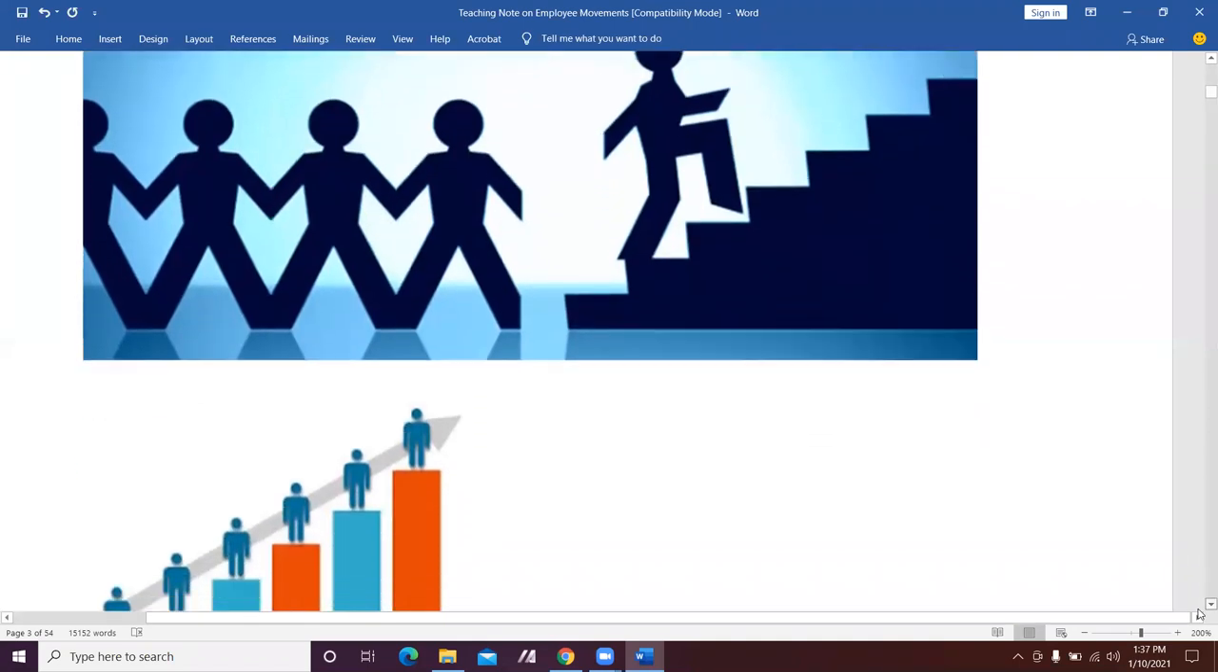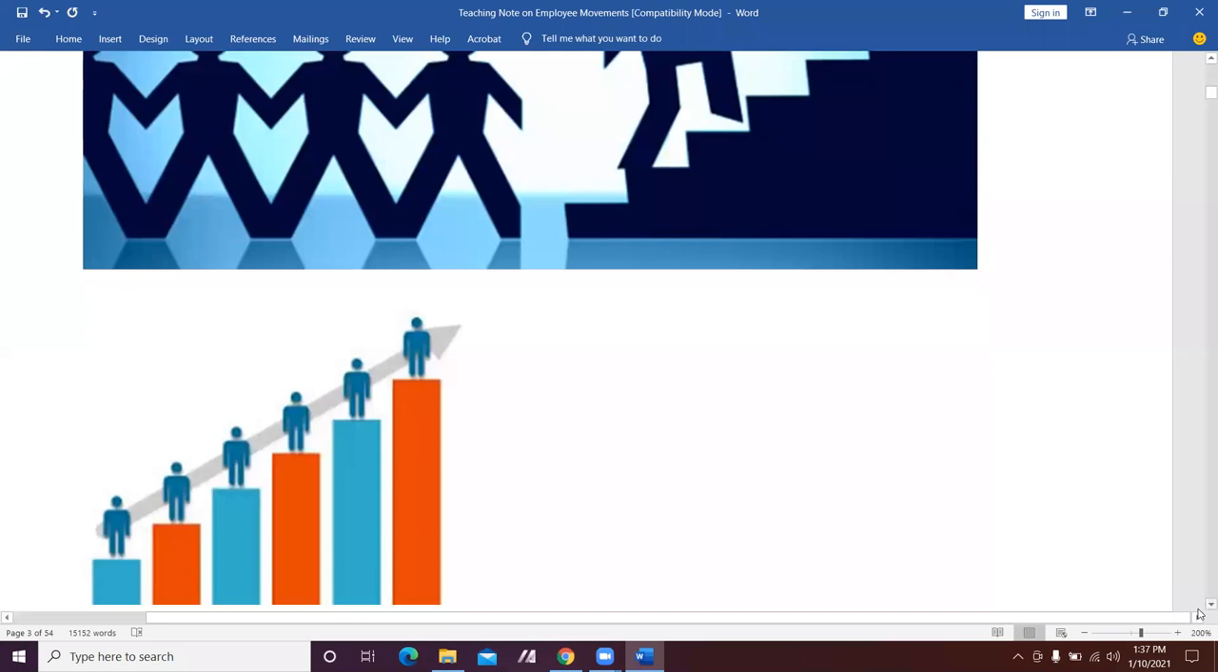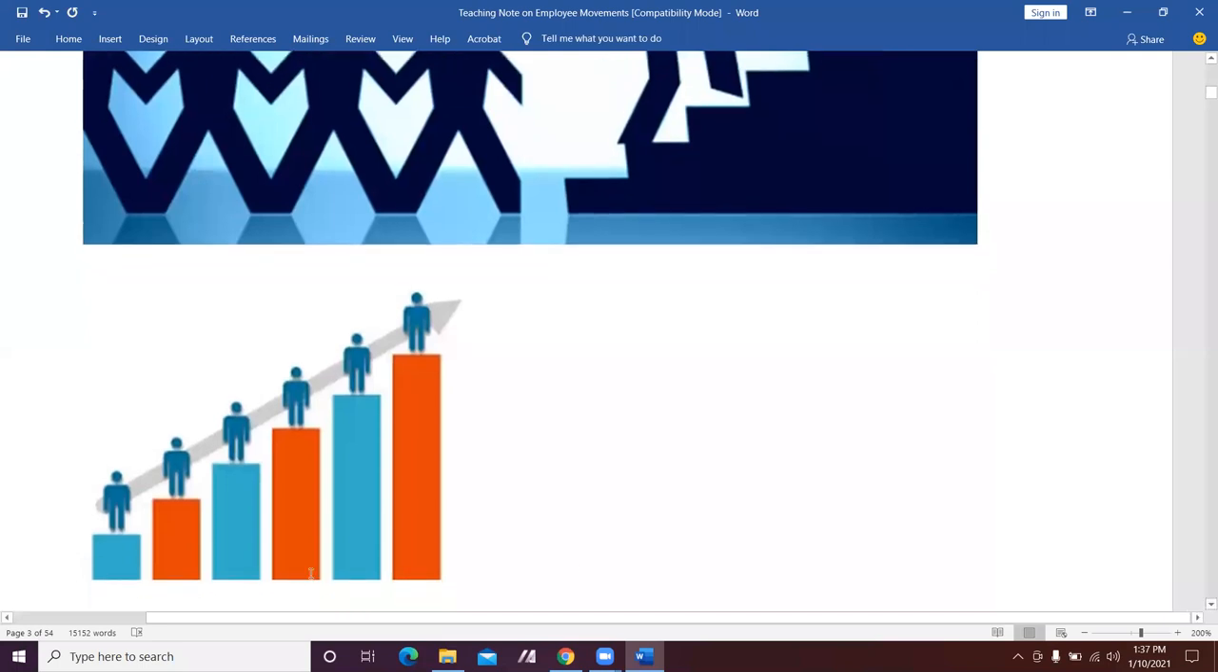Have a look at this also, so you can see many promotions. If you are here, assume you were here in the past, and now you are here. So that means you received 5 promotions. You received 5 promotions throughout your employment life within this particular organization. Then you came to the zenith, or the highest position of the profession.